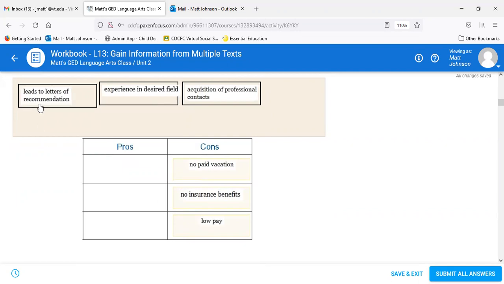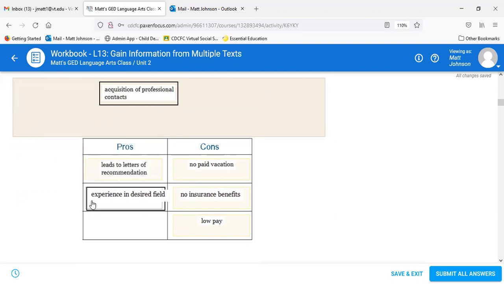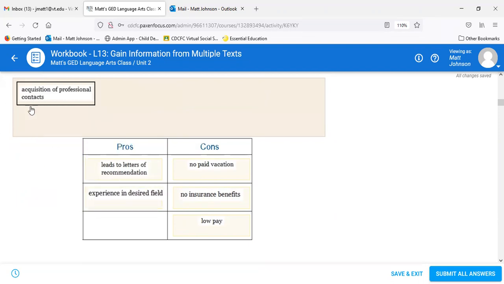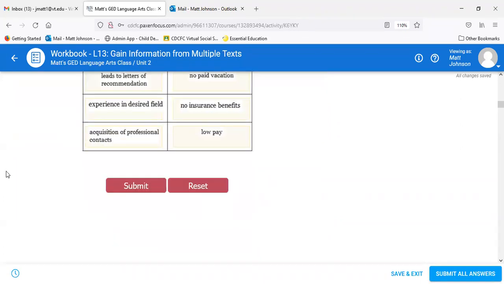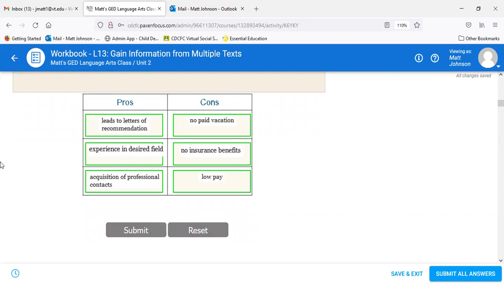And that leaves three for us, right? So letters of recommendation, that's a pro. Experience in a desired field, and acquisition of professional contacts. So that's pretty straightforward, unless you're really into low pay, no benefits, and no vacation time. Okay, so we'll submit there. Everything lights up. All right. And moving along.